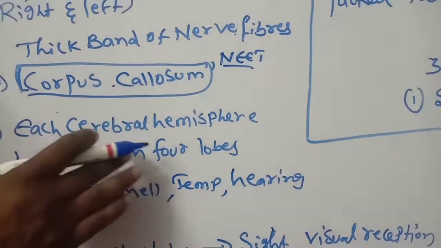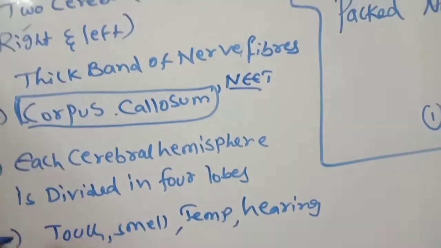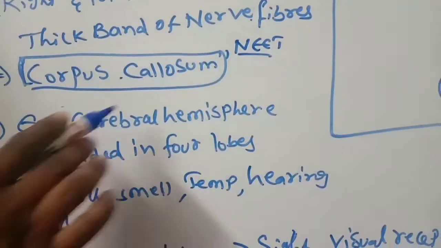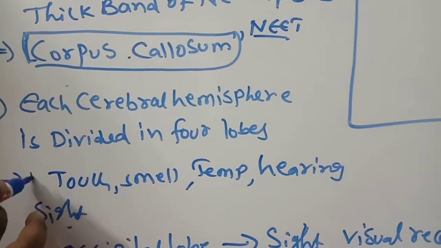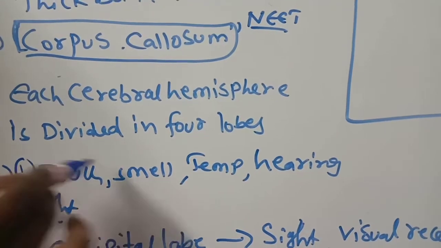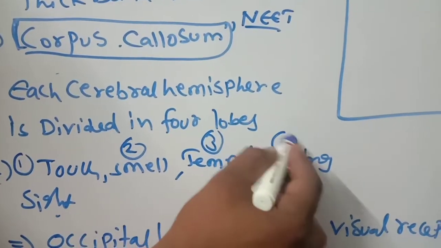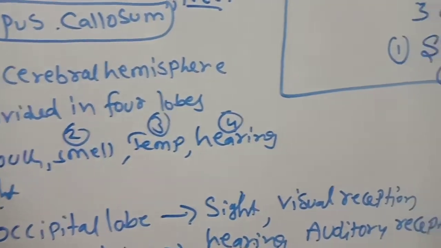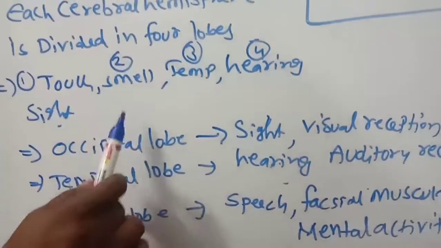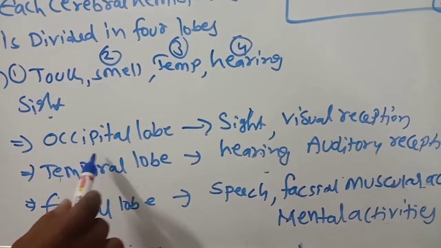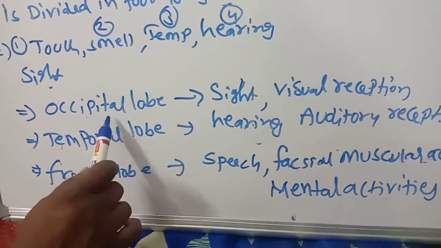Each cerebral hemisphere, right and left, is divided into four lobes. The four lobes have four different functions: one helpful for touch, another for smell, another for hearing, another for sight. If you see, for example, some lobes I am telling here. What is this one? The occipital lobe.